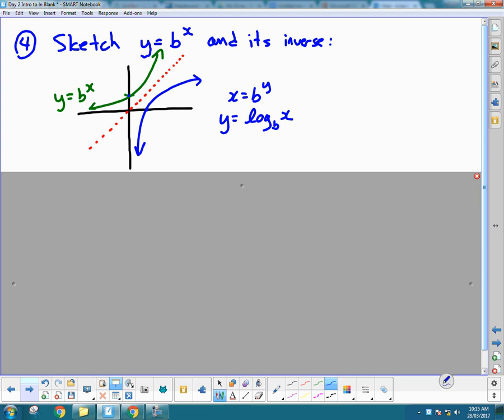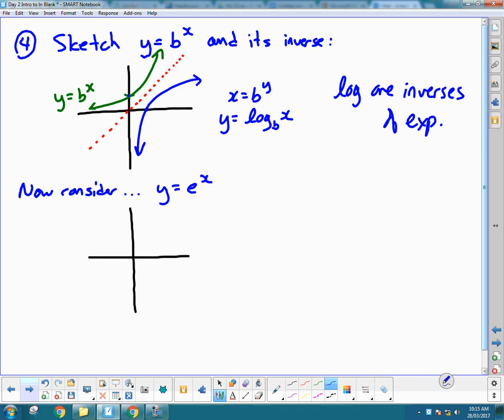All of this is a fancy way of saying that logs are inverses of exponential functions. And this was something we discovered last semester as well. So, if we combine what we learned yesterday with what we were reminded of today, we can consider not just any old exponential function, but this brand new exponential function, the e to the x, the one that we just discovered yesterday.